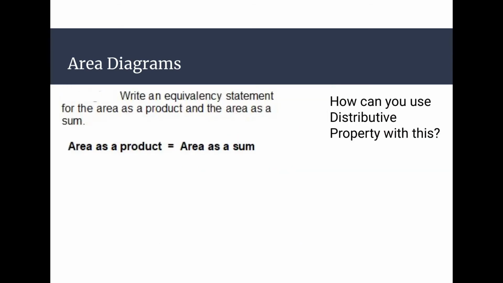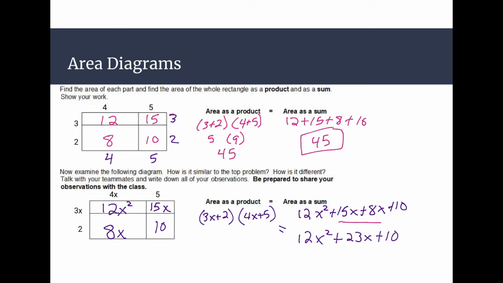All right, so the next box says, write an equivalent statement for the area as a product and the area as a sum. And then how can we use the distributive property with this? So I'm going to go back to the last problem, but I'm going to answer it here. And if you look at this, this is exactly what we did last unit when we were multiplying binomials. So notice we had a 4x plus 5 times a 3x plus 2. It looked a lot like this in the work, and you were able to multiply it out, and you got this. So this is just distributing again.